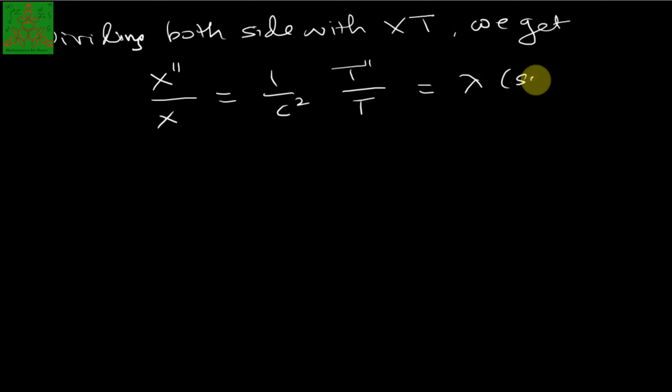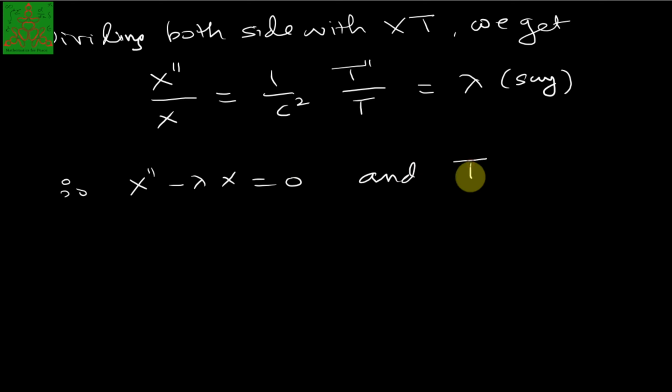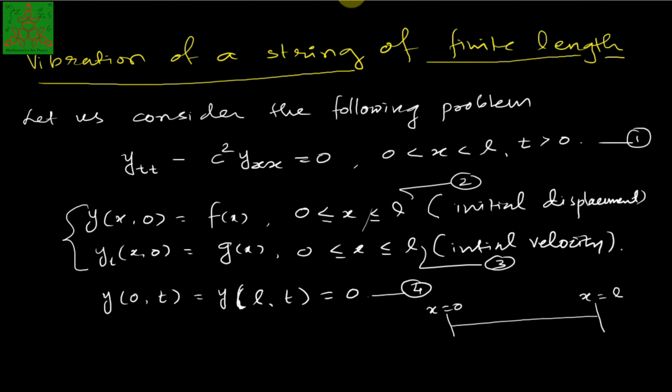Let us say this is lambda. If I consider this as lambda, this gives me two ordinary differential equations, that is x double dash minus lambda x is equal to 0, and the other equation will have t double dash. If I multiply c square to the other side, it is t double dash minus c square lambda t equal to 0. So we have two ordinary differential equations, and we have to solve these using the initial as well as the boundary conditions.